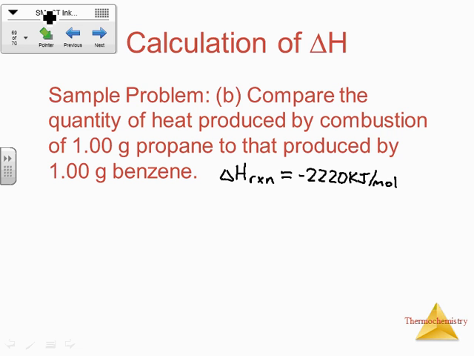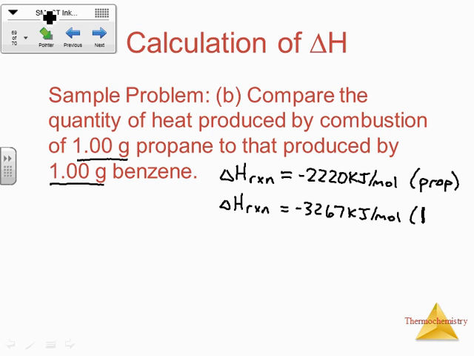And we just found that the delta H for the combustion of benzene was negative 3267 kilojoules per mole. Okay. Now what they're asking us for is to compare the heat produced by the combustion of 1 gram of propane to that produced by 1 gram of benzene. Okay, this is propane here, and this is benzene.